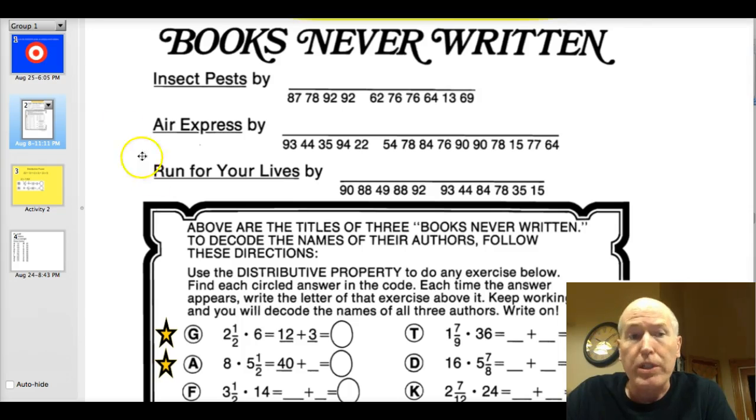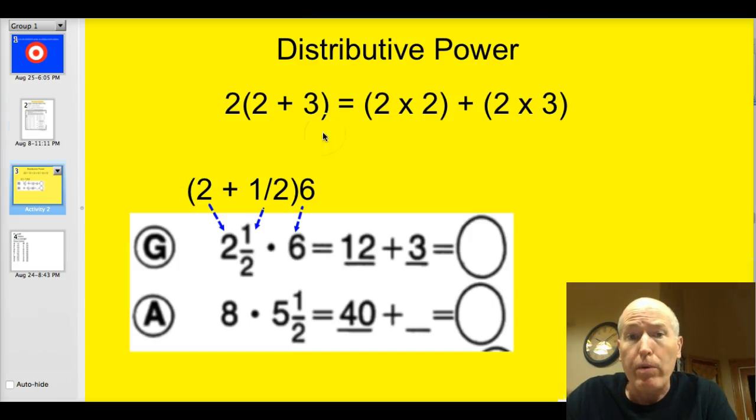I'm going to work through two examples with you. First of all, a quick review of the distributive property. The distributive property says that 2 times a quantity of 2 plus 3 can be rewritten as 2 times 2 plus 2 times 3. So I can take the 2 and say 2 times 2 and then add it to 2 times 3. I can distribute out the 2, the multiplication. Okay, got that? All right.